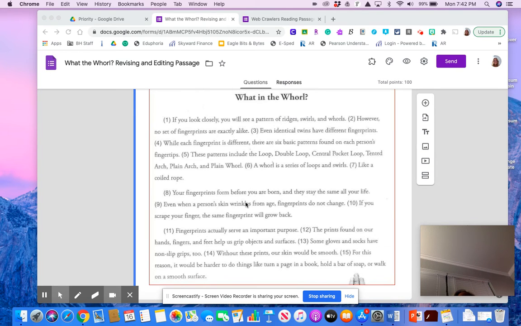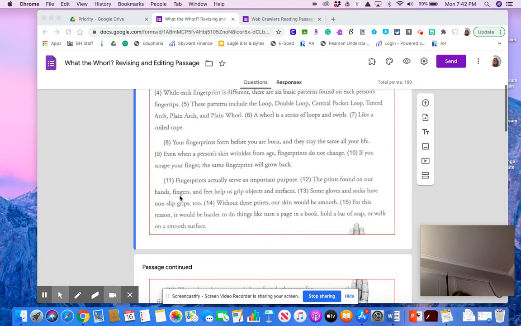Your fingerprints form before you are born, and they stay the same all your life. Even when a person's skin wrinkles from age, fingerprints do not change. If you scrape your finger, the same fingerprint will grow back. Fingerprints actually serve an important purpose. The prints found on our hands, fingers, and feet will help us grip objects and surfaces. Some gloves and socks have non-slip grips too. Without these prints, our skin would be smooth. For this reason, it would be harder to do things like turn a page in a book, hold a bar of soap, or walk on a smooth surface.